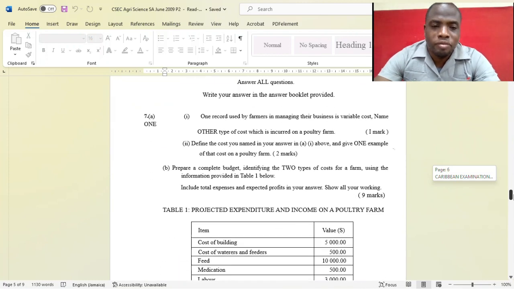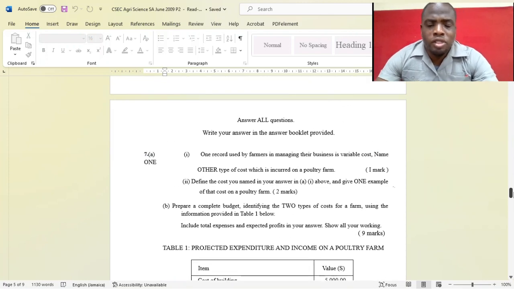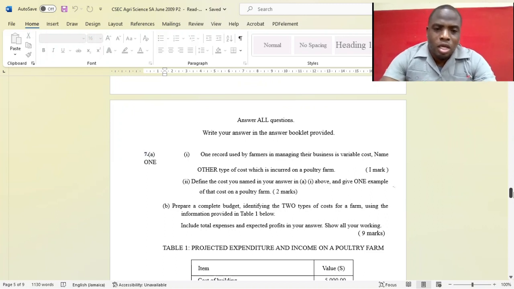All right. It says, question 7. Bear in mind, the more current papers will provide you with the space to now write your answers. Back then, you would have required a booklet where you put your responses in. One record used by farmers in managing their business is a variable cost. Name the other type of cost which is incurred on a poultry farm. So the other type of cost would have been a fixed cost.